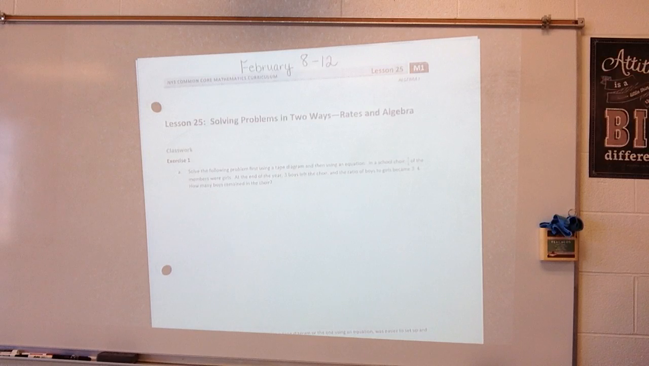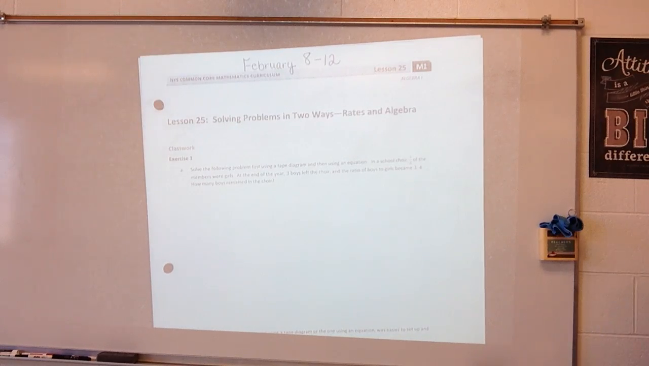Alright, so let's look at this. Solve the following problem first using a tape diagram and then using an equation. In a school choir, half of the members were girls. At the end of the year, 3 boys left the choir, and the ratio of boys to girls became 3 to 4. How many boys remained in the choir?